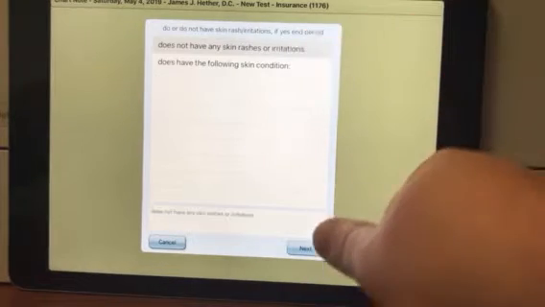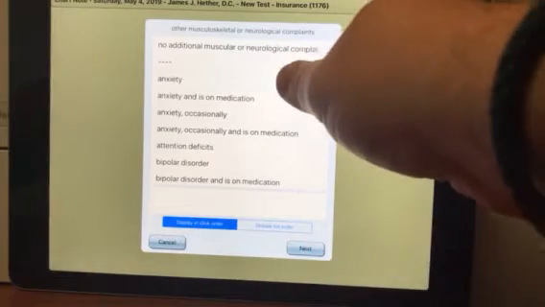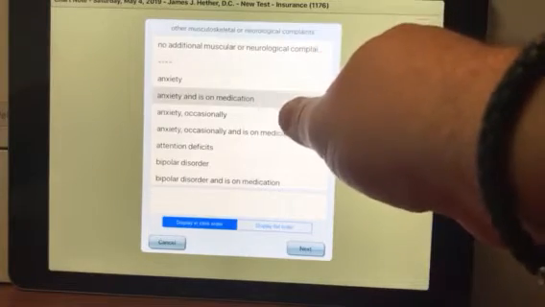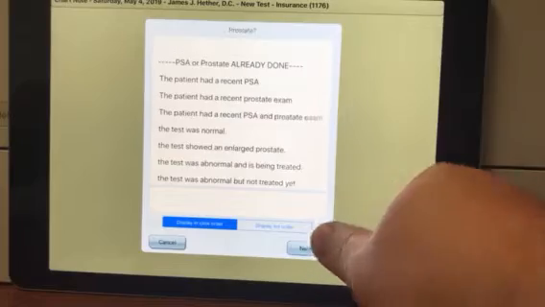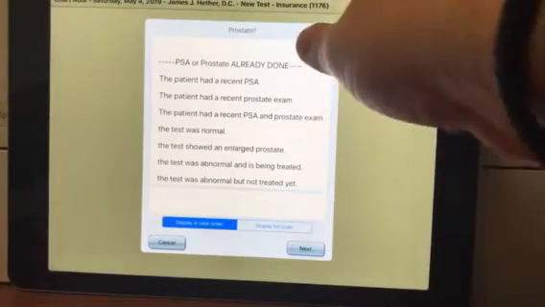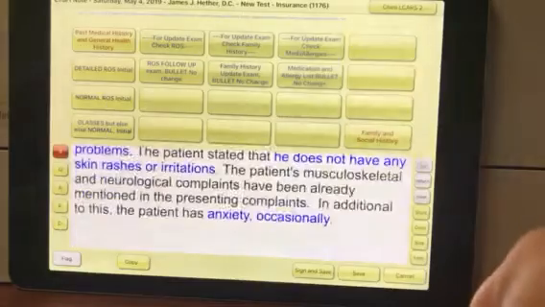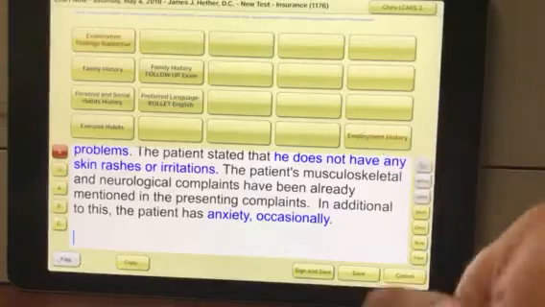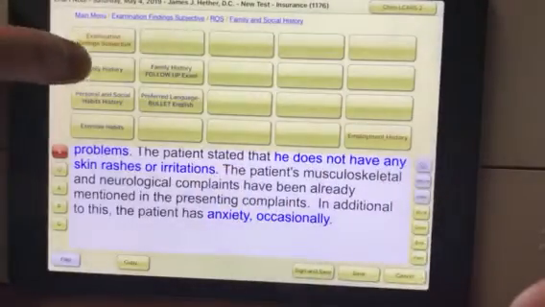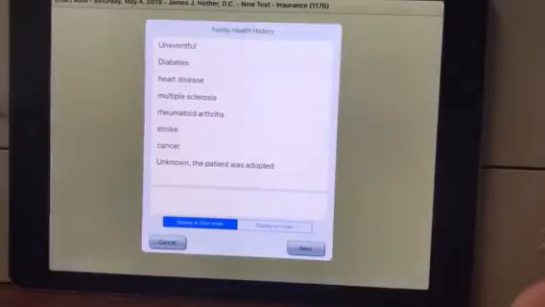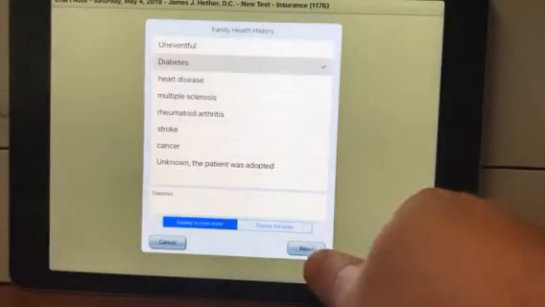From there, they have no skin issues. And they do have a little bit of occasional anxiety, but they're not on any medication. From there, again, not a female and too young to ask about prostate issues. So we're going to skip that for now. From there, we go over family history. And they do have a family history. Oops, let's go back. Family history. The person does have a family history of diabetes. We'll just check off diabetes right there.